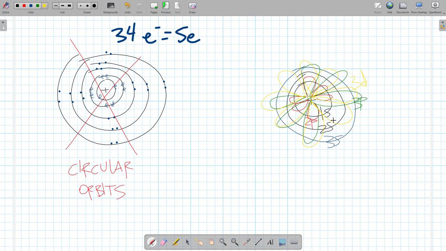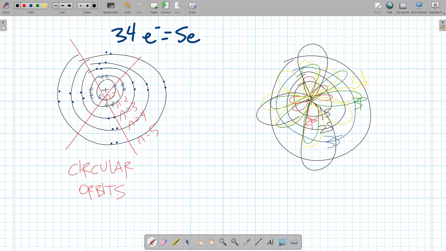So the old drawing was this. n equals 1, n equals 2, n equals 3, n equals 4, n equals 5, and the electrons are all in these circular orbits. No, this is what it looks like. n equals 1 has a circular-shaped orbital, n equals 2 has a circular-shaped orbital, and these balloon-shaped orbitals. n equals 3 has a circular-shaped orbital, the balloon orbitals that are p orbitals, the balloon orbitals that are d orbitals. n equals 4 has a circular orbital, my p orbitals, it has d orbitals, it has f orbitals with the balloons.